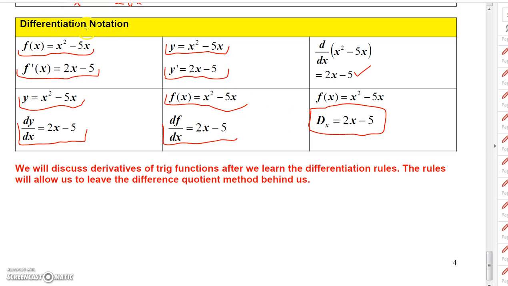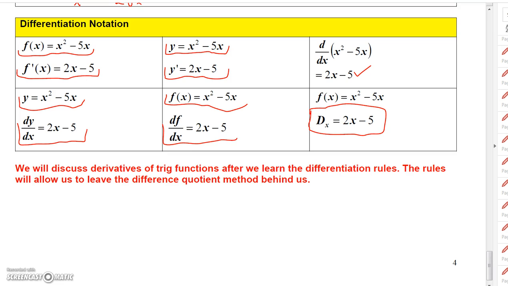So those are just different ways that you can express a derivative. You can use f prime, you can use y prime, you can use dy over dx, you can use df over dx. And of course this is a little bit different because this is just applying the derivative to a particular function and giving you the result.